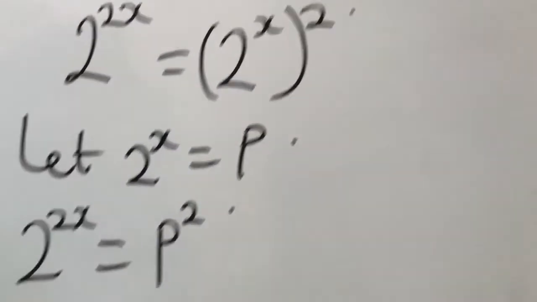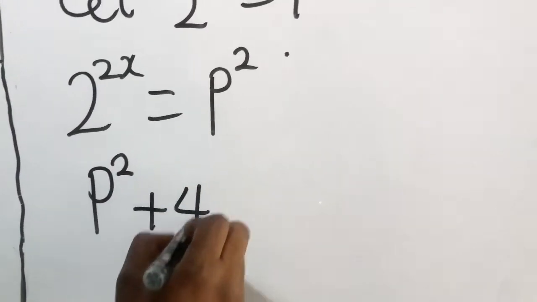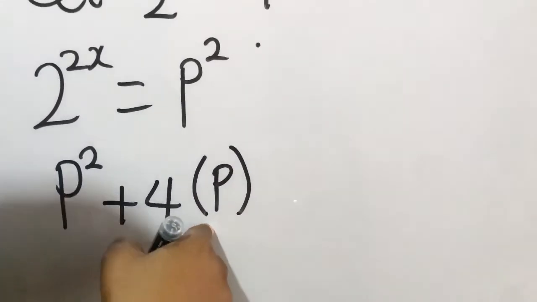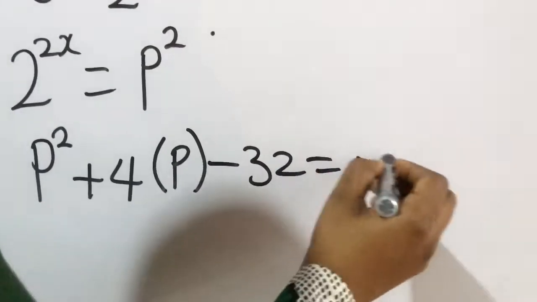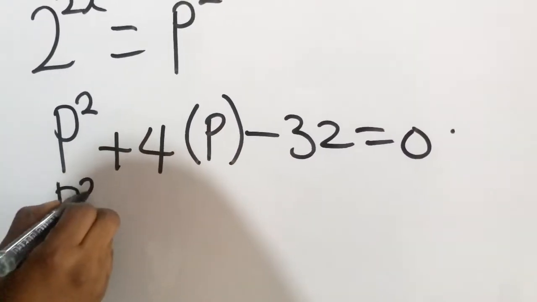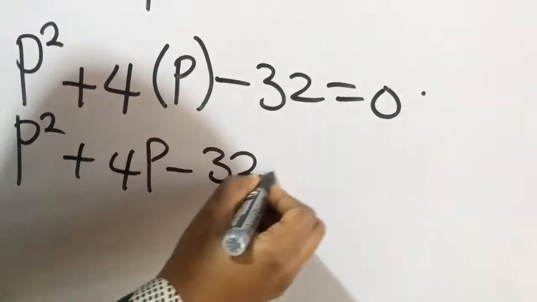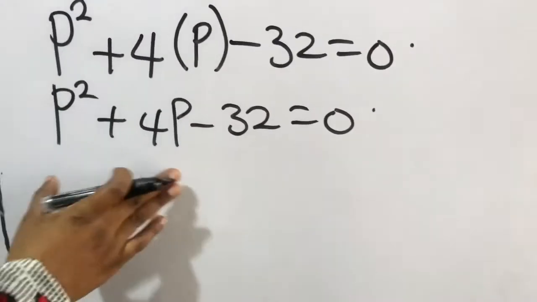So substituting it inside this equation, p raised to power 2 plus 4 multiplied by p, anywhere you see 2 raised to power x, you are going to put p there. So minus 32 is equal to 0. P raised to power 2 plus 4p minus 32 is equal to 0. So this one is now a quadratic equation.